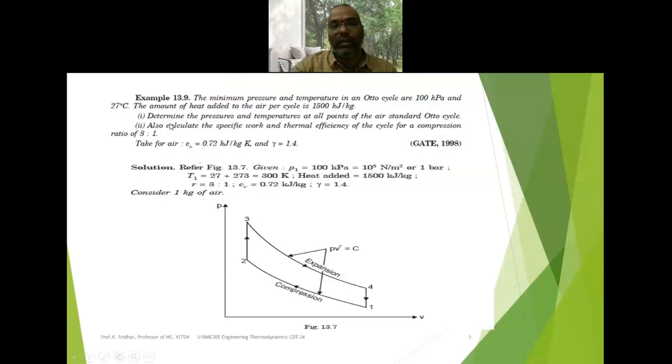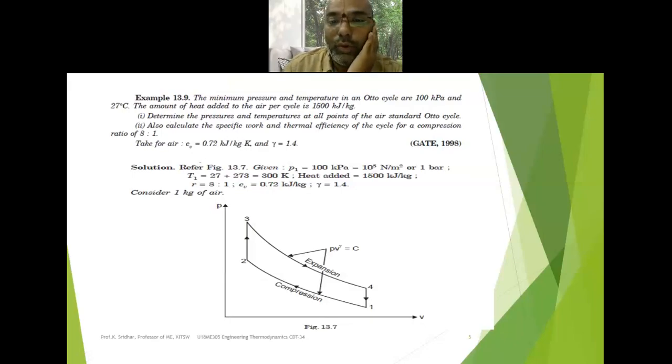Now he is asking us to determine the pressure and temperature at all points of the air standard Otto cycle. He has given only P1, T1. Now he is asking about P2, T2, P3, T3 and P4, T4. The second part also asks us to calculate the specific work and thermal efficiency of the cycle.